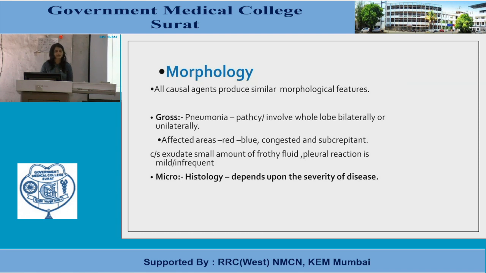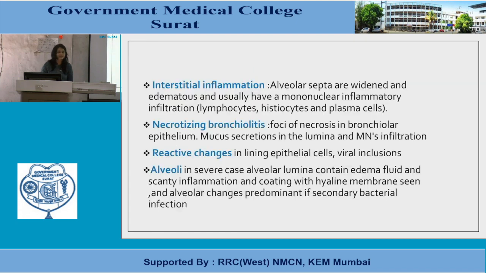Histology depends upon the severity of the disease. The main pattern we see in viral pneumonia is interstitial inflammation. The alveolar septa become widened and edematous, and they are infiltrated by mononuclear inflammatory cells consisting of lymphocytes, histiocytes and plasma cells. There is no neutrophilic intraalveolar exudate formation, only interstitial inflammation.